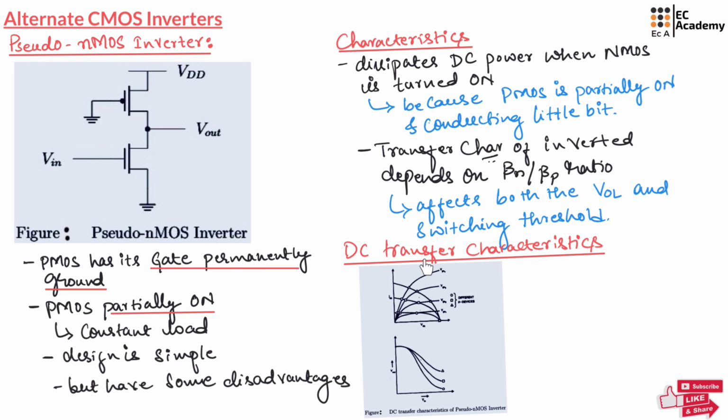Now let us understand the DC transfer characteristics. So this figure shows the DC characteristics of a Pseudo-nMOS inverter. Here we have multiple curves for different beta p by beta n ratio. And also these curves will depend upon the device sizes. So here different shapes are shown to differentiate between different device sizes. As the size of the device varies, the output voltage will also decrease as shown in this second figure. So these characteristics help us to understand how the inverter switches and maintains a signal level.